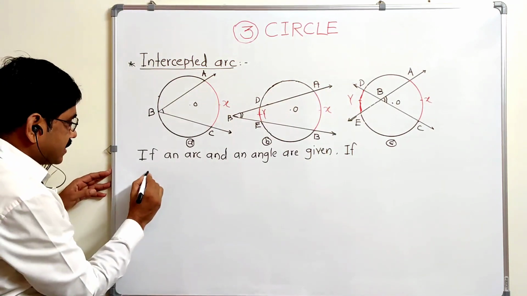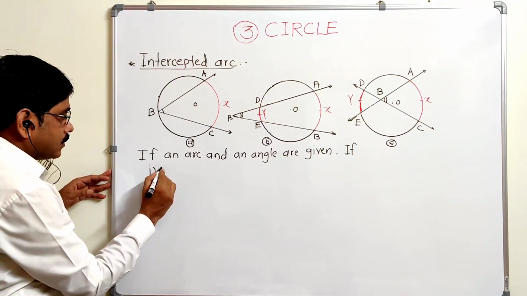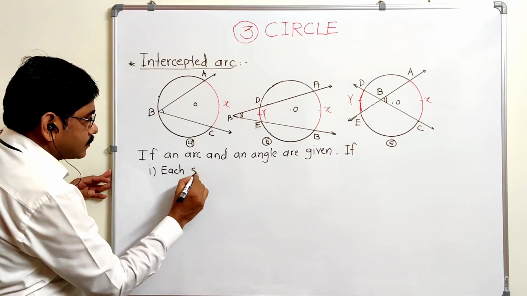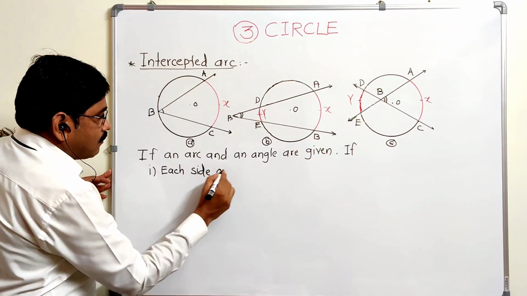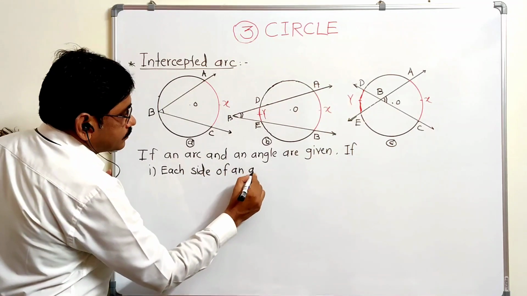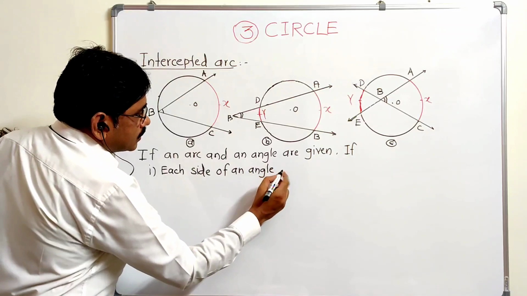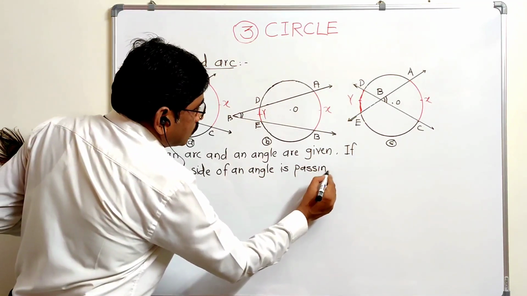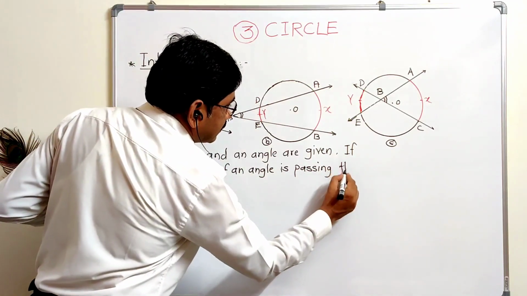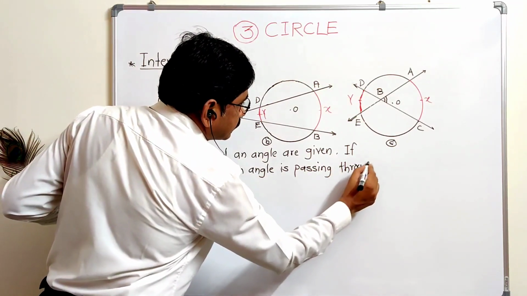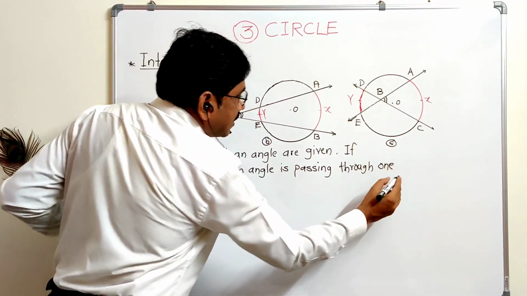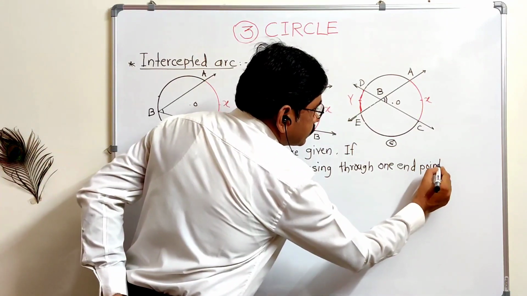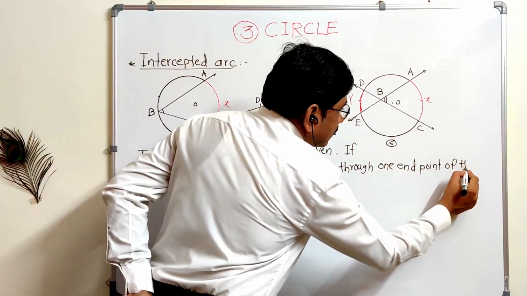So the first condition is that each side of an angle is passing through, or containing, one end point of the arc.